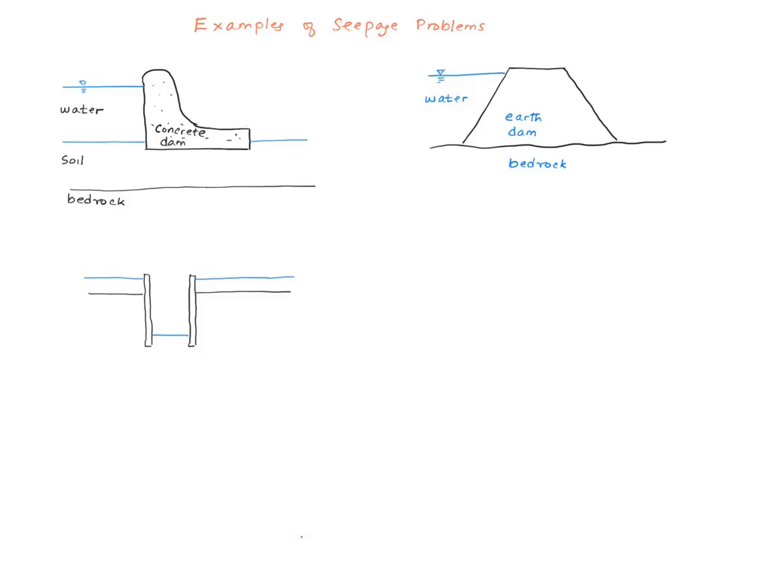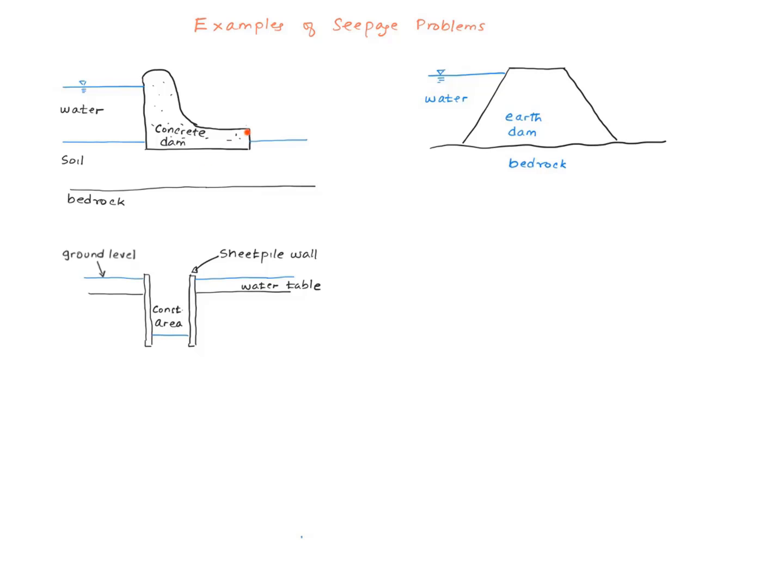Let's consider some examples of seepage problems. Here I have 3 examples. In the first example, a concrete dam is built to retain water on the left side of it. And in the second example, an earth dam serves the same purpose. In the third example here, an underground construction is being performed. 2 sheet pile walls have been driven into the soil in order to facilitate this.